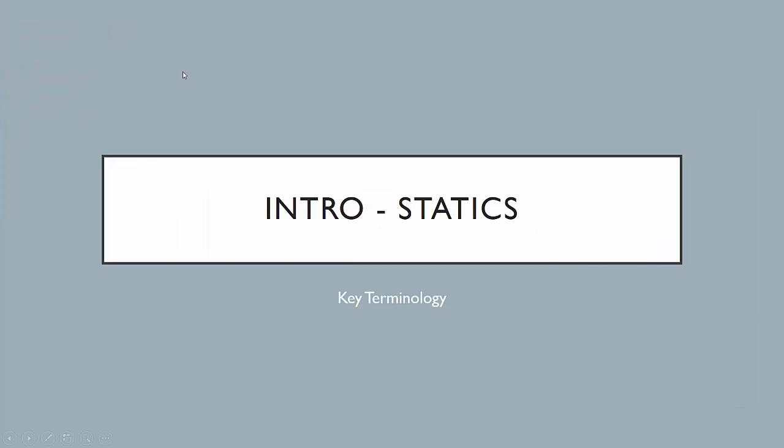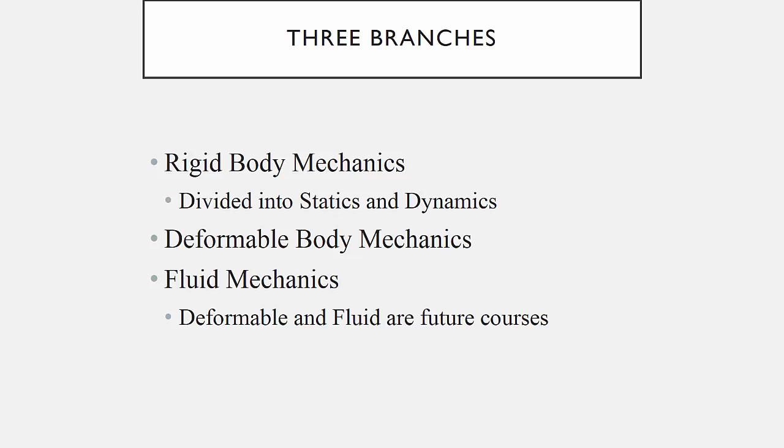Alright everybody, here's a quick lesson on our key terminology for our statics class. So we do have three branches. We have rigid body mechanics, deformable body mechanics, and fluid mechanics. Both the deformable and fluid are future courses that you'll be taking within the CET and MET classes. What we're going to be diving into is the rigid body, which is divided into your statics and your dynamics classes.